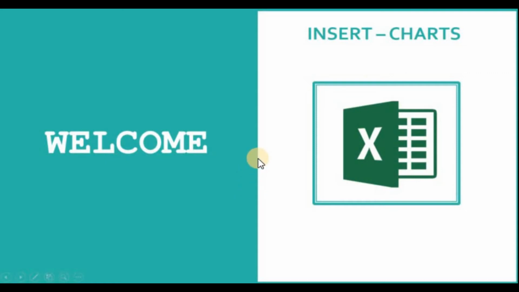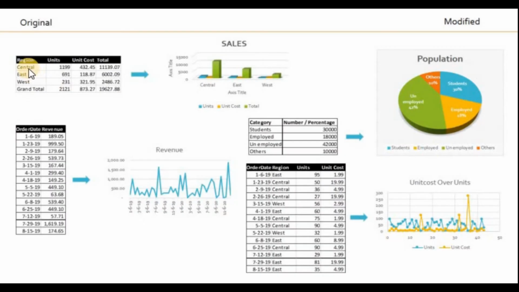Hello people, today we'll see how to show our data in graphical representation. Here I have sales data for 3 regions. I want to show this in a graph as shown here. This is easy to interpret.